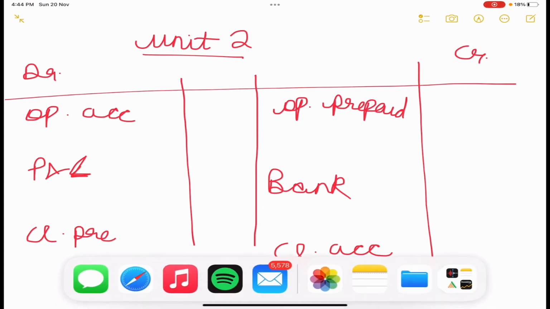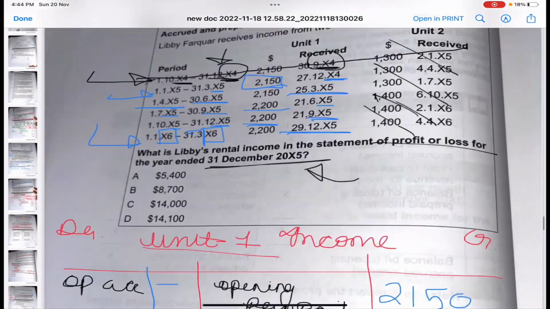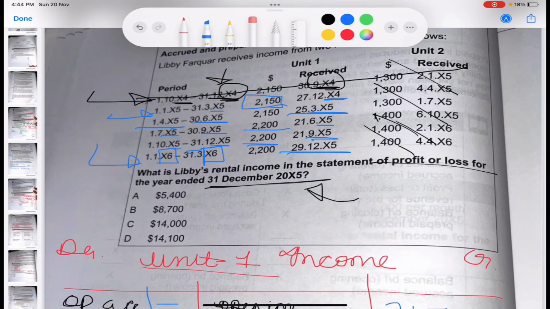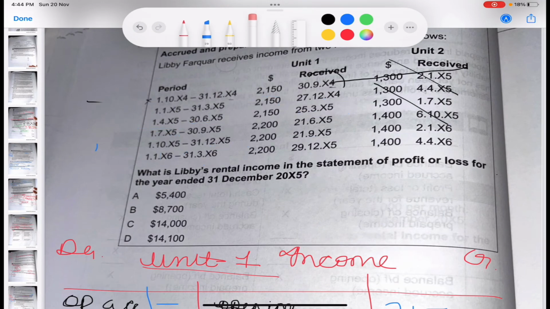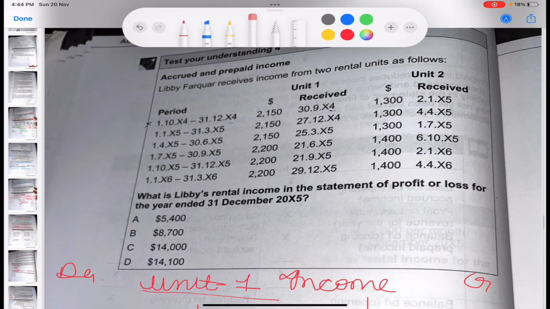Let's go back to our question and see. Okay, let me erase it. So things stay the same for the first transaction. Something belonging to 2004 has been given in 2004. This has nothing to do with 2005 or 2015. So let's ignore the first one.